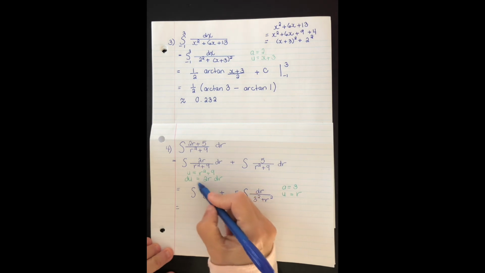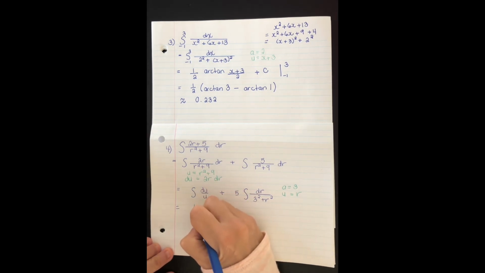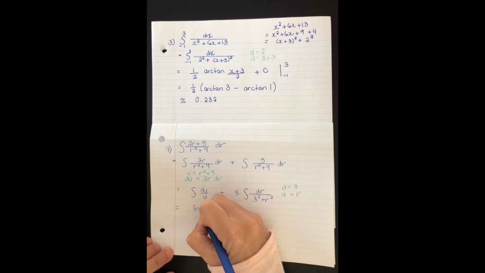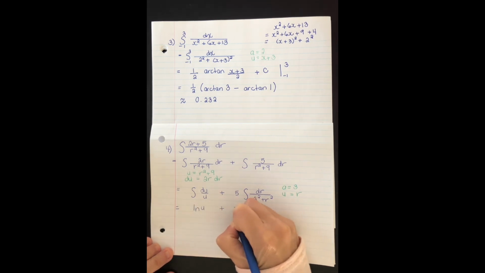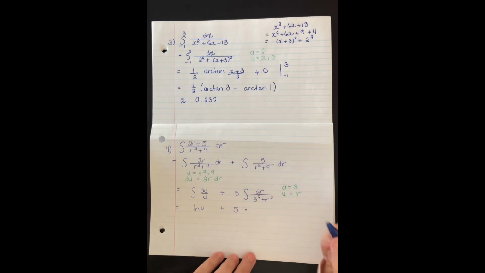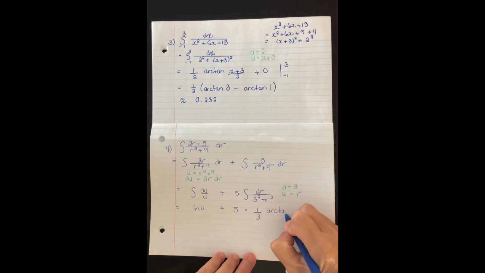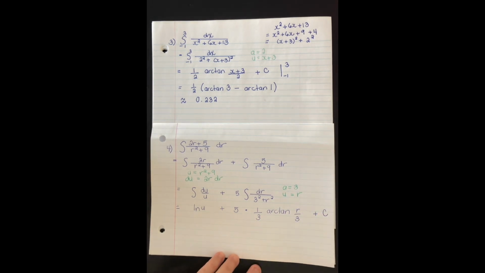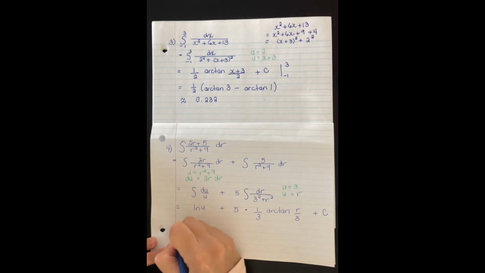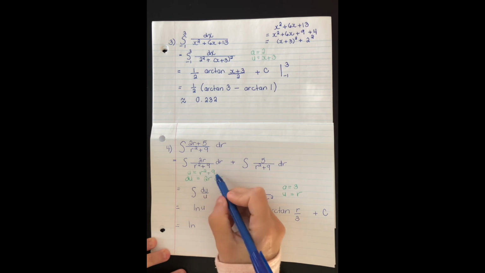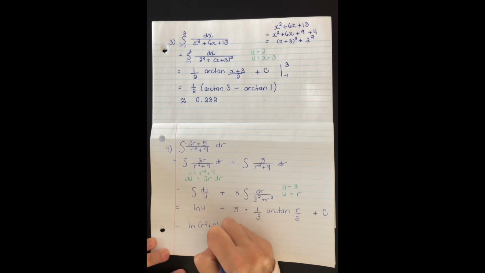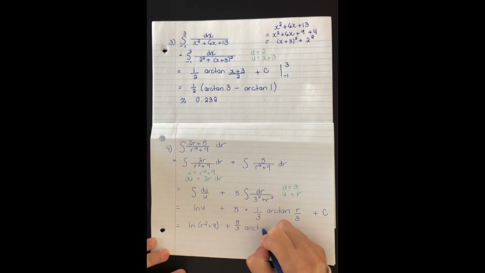So the first integral is just the ln of u. And the second one, after 5, we have multiplication by, and now we use 1 over a arctangent of u over a. And there will be one constant of integration at the end. So final result then, over here, of course, we have to put back r squared plus 9. And here we can make this 5/3 arctangent of r over 3 plus c.